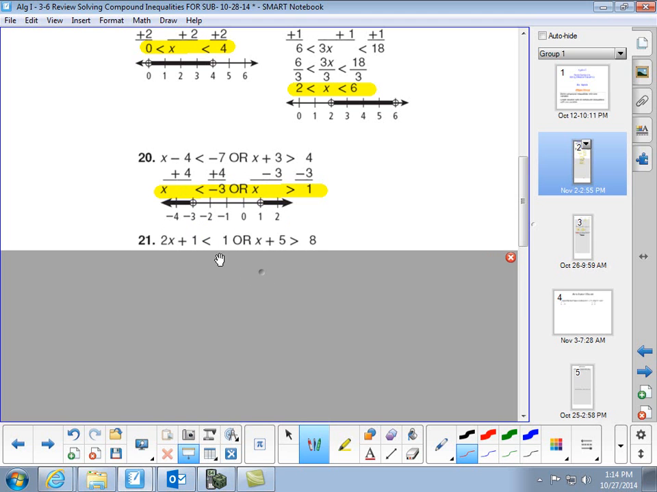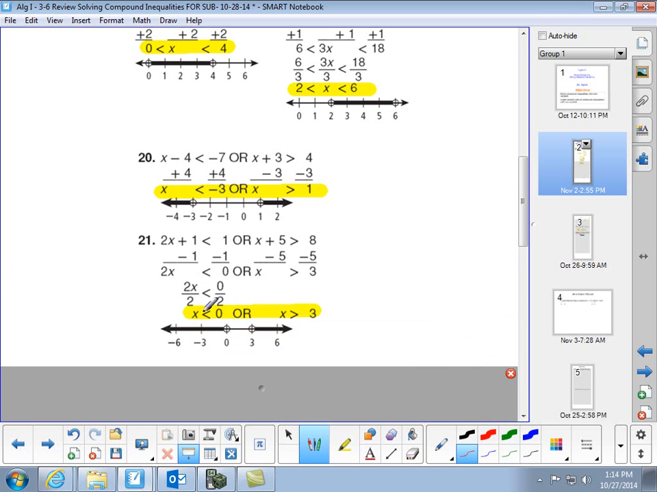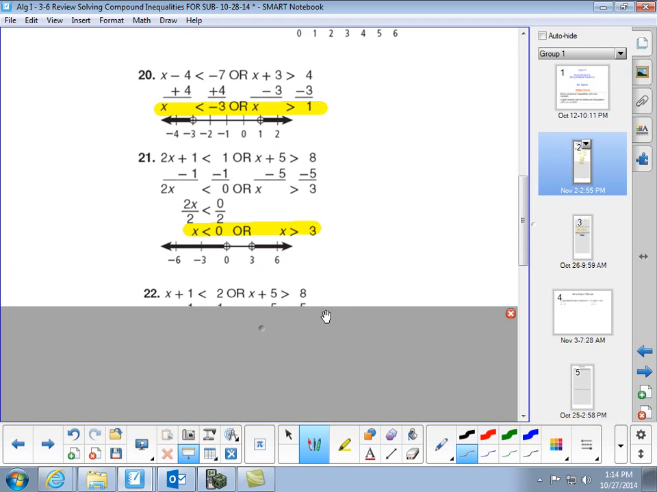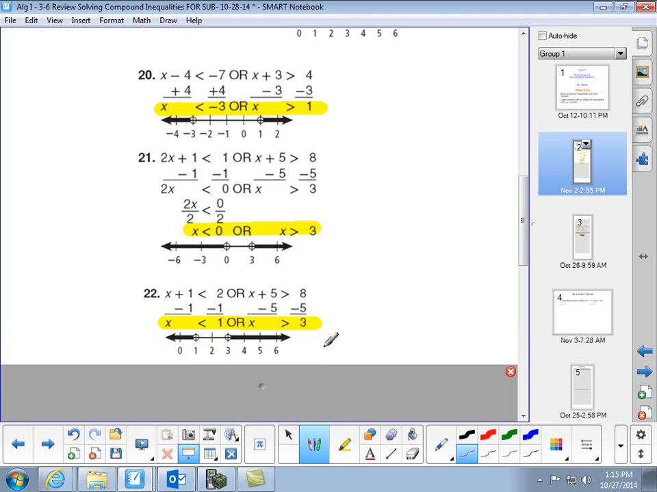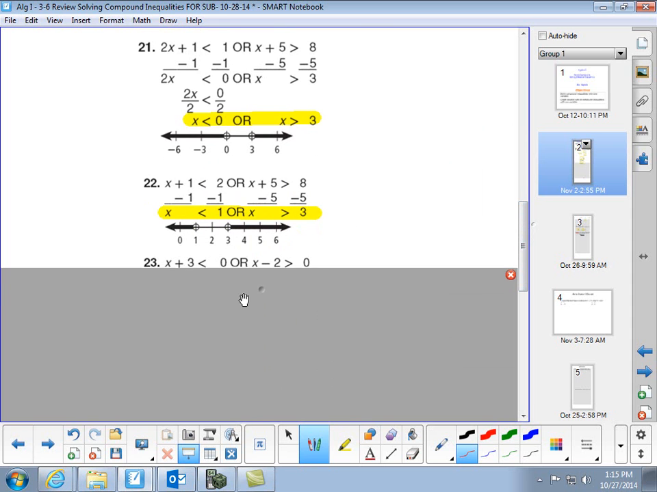Okay, this one I'm going to subtract 1 and then divide by 2. Over here I just subtract 5. So I get that x is less than 0 or x is greater than 3. 22. Subtract 1 from this side, subtract 5 from that side, I get x is less than 1 or x is greater than 3. Open circle at 1, open circle at 3, and in opposite directions.